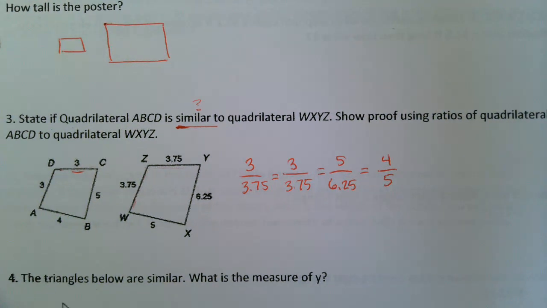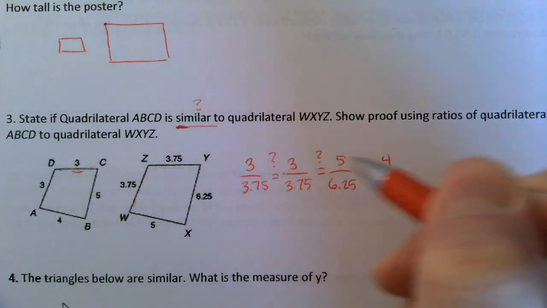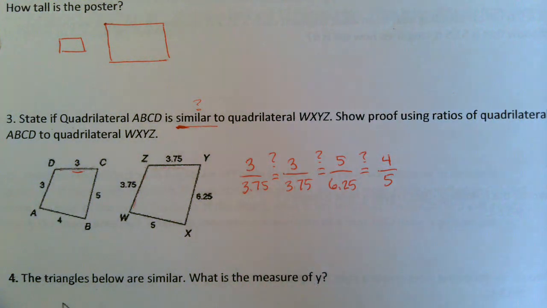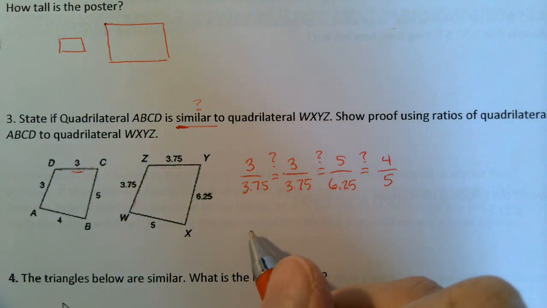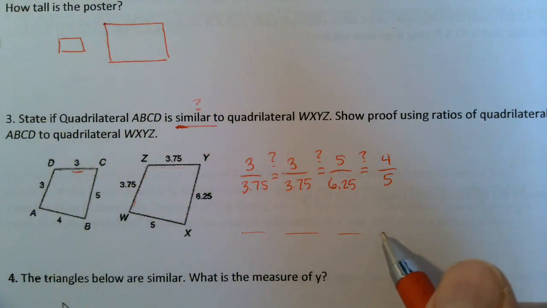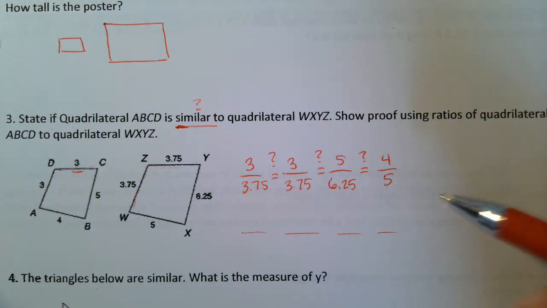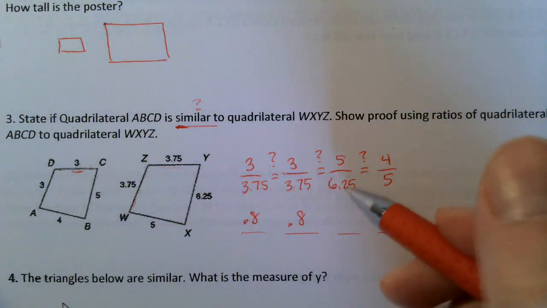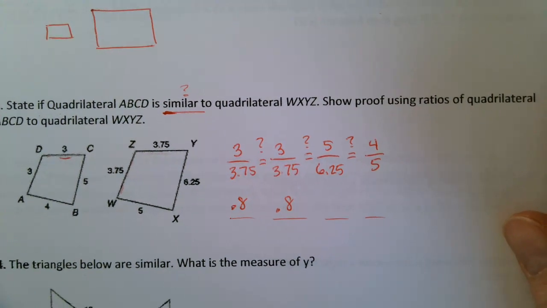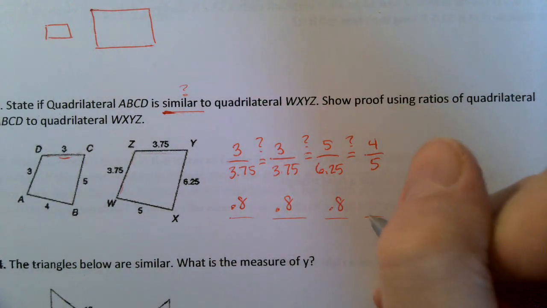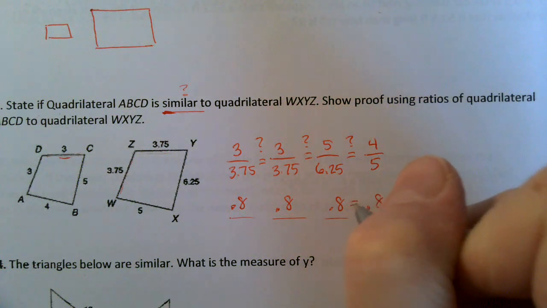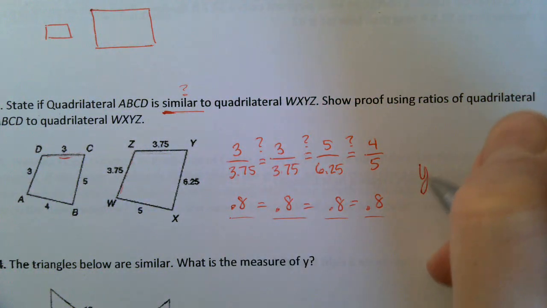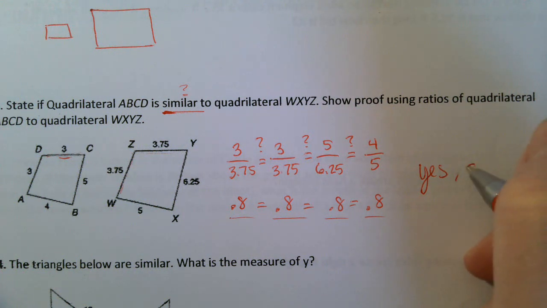What do I need to prove that these are similar? I need to prove that these truly are equal. So take 3 divided by 3.75 in your calculator and see what you get. Are the decimals equal to each other? If they're all equal, yes. If they're not equal, no. So what is 3 divided by 3.75? 0.8? All right, so we know these are both 0.8. What's 5 divided by 6.25? That is also 0.8. We have one more to check, and I believe that is also 0.8. Since all these decimals are the same, yes, they are similar.